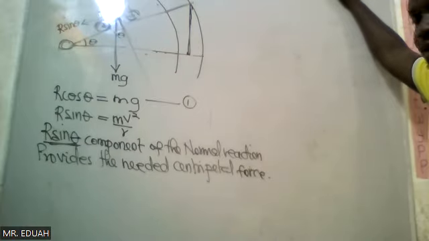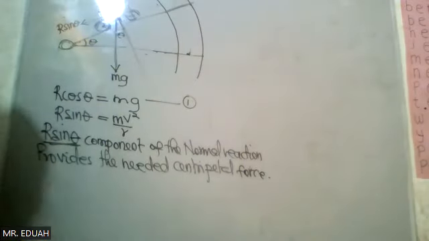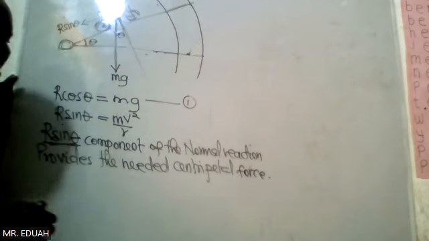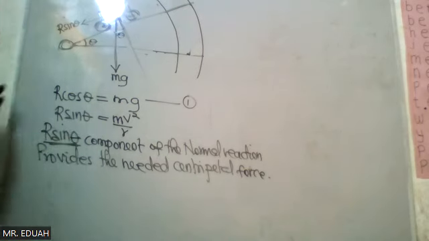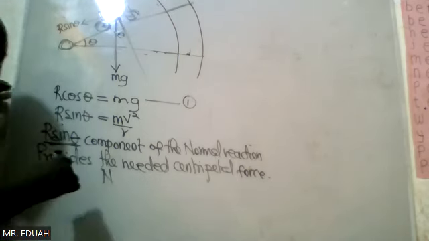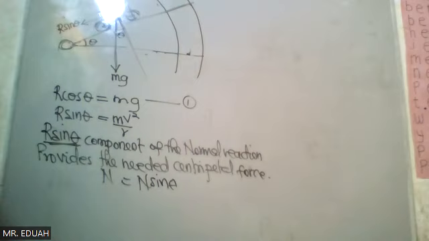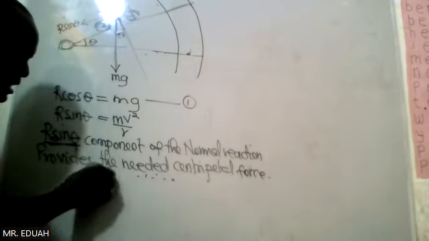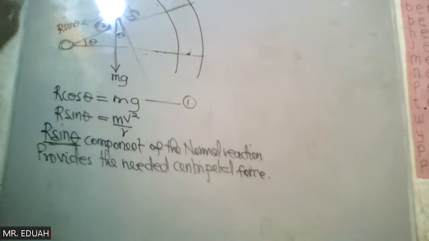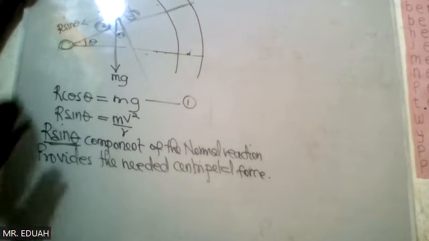Are we okay? Yes, please. So, on a banked road, what provides the centripetal force? It is the R sine theta component of the normal reaction. Please, other books also use N for normal reaction. So in their case, it will be the N sine theta component. It depends on what is being used to represent the normal reaction. But for an unbanked road, it is frictional force. When it is banked, it is the R sine theta.